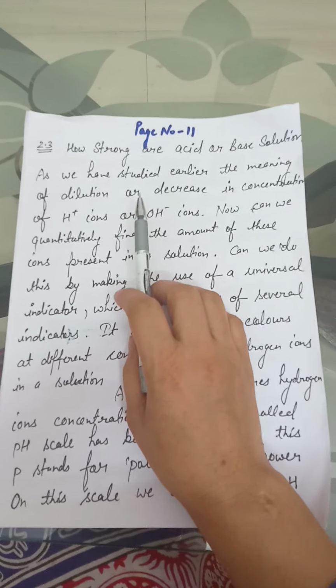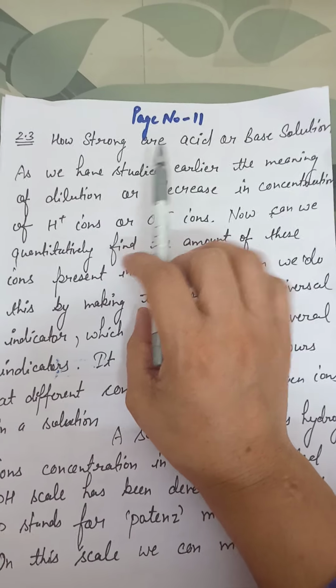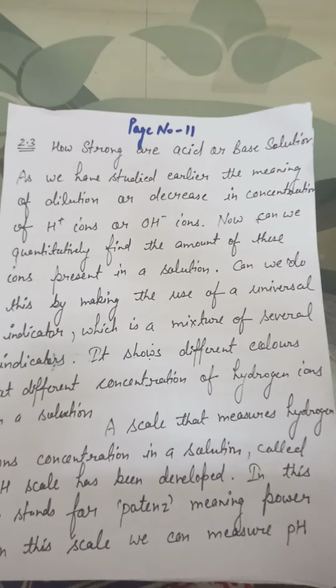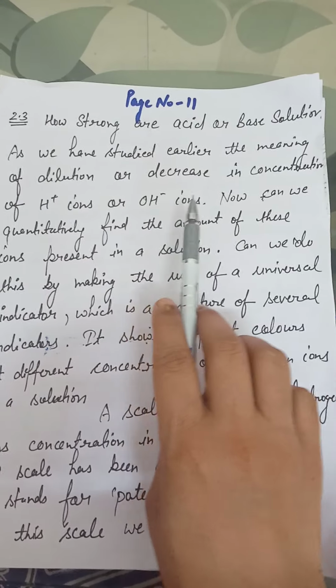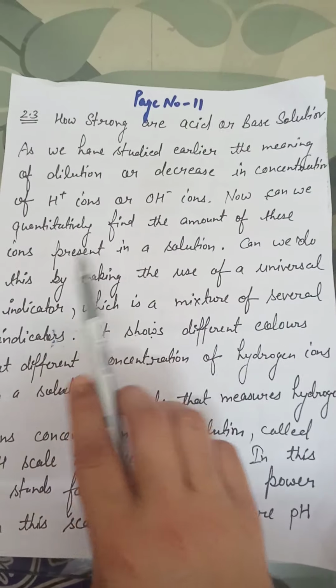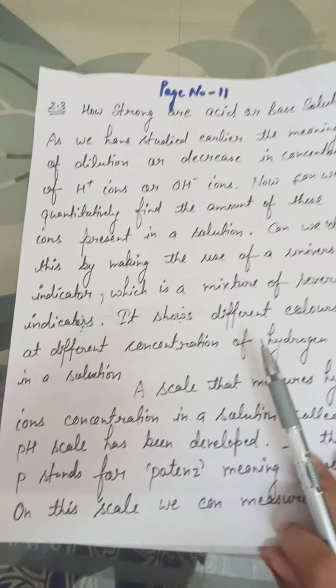Now the next article is how strong an acid or a base solution is. As we have earlier discussed, the concept of dilution, or the decrease in concentration of H positive ions or OH negative ions. Now, can we quantitatively find the amount of the ions present in a solution? Yes. Can we do this by making use of a universal indicator?